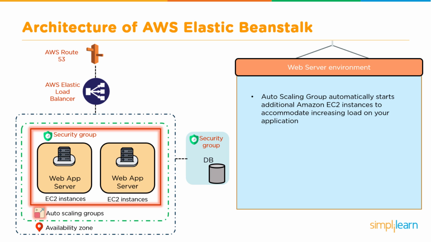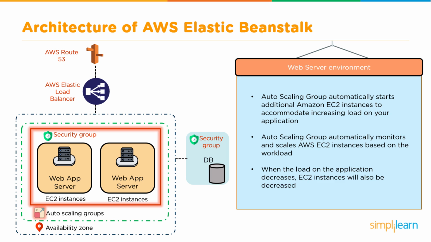Now what does the auto scaling group do? It automatically starts the additional EC2 instance to accommodate increasing load on your application. That's something which we know. And it also monitors and scales instances based on the workload. So it depends on what kind of scaling threshold you have defined in the auto scaling groups. And when the load of an application decreases, the EC2 instances will also be decreased.